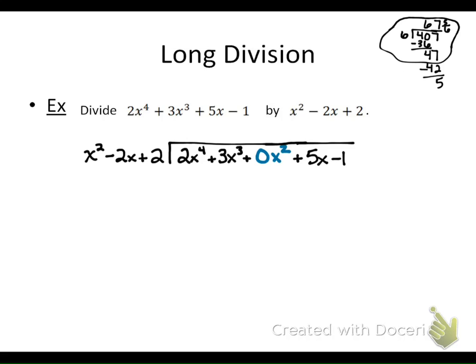Notice whenever I wrote out the polynomial that I had a placeholder for x squared. Since it wasn't written in the original problem, you need the 0x squared. Now I'm going to be looking over in the divisor. I need to ask what times x squared could get me to 2x to the 4th. I will then take 2x squared times the divisor and write it beneath the 3 terms in the dividend.